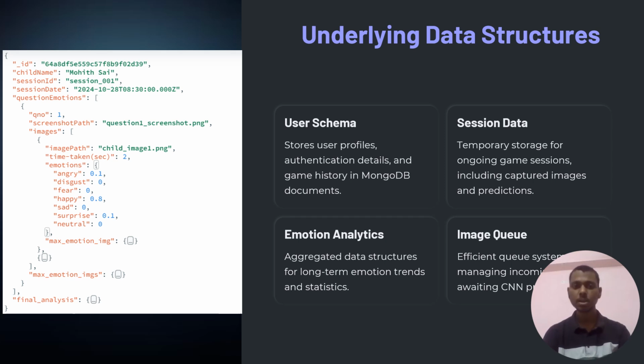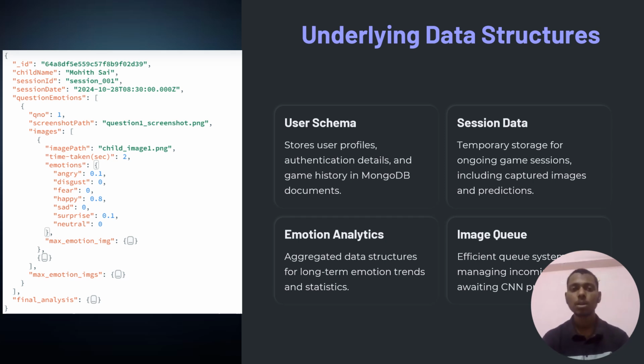Question emotions array. This array contains an entry for each question or task presented to the child, storing emotional data associated with that specific task. Question number: the question number or identifier helping to organize and retrieve emotional data on a per-question basis. Screenshot path: the path to the screenshot associated with the question, allowing visual documentation for each task presented.